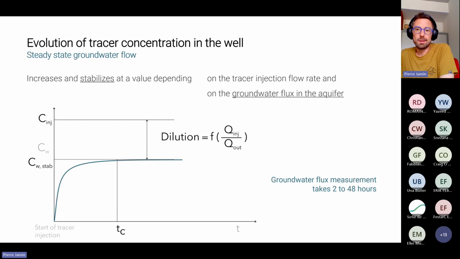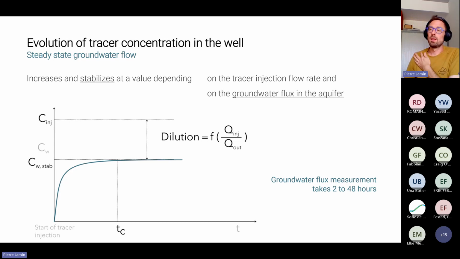Basically, it takes 2 to 48 hours to get to the stabilized concentration. Of course, it is a function of the groundwater flux. If the groundwater flux is very high, it's very fast, and we can sometimes have it in less than 1 hour. But most of the time, we implement the monitoring well one day, we let the experiment run until the next day, and then we have the data we need, and we can go to another well.